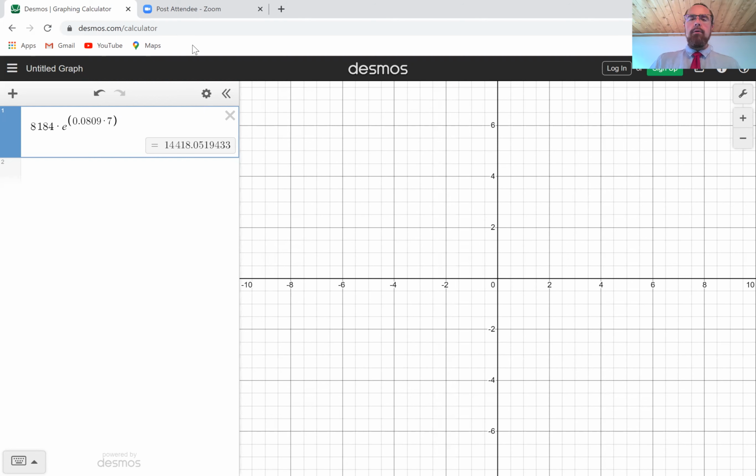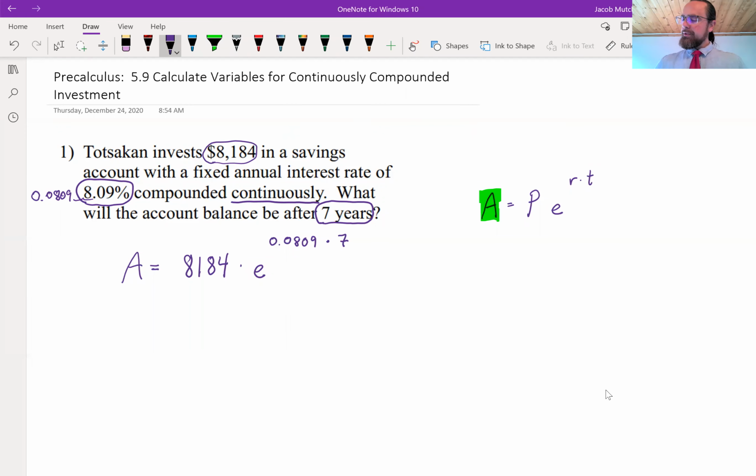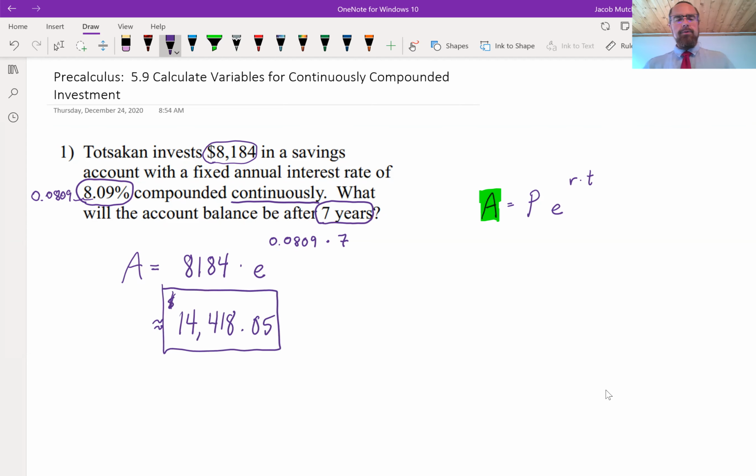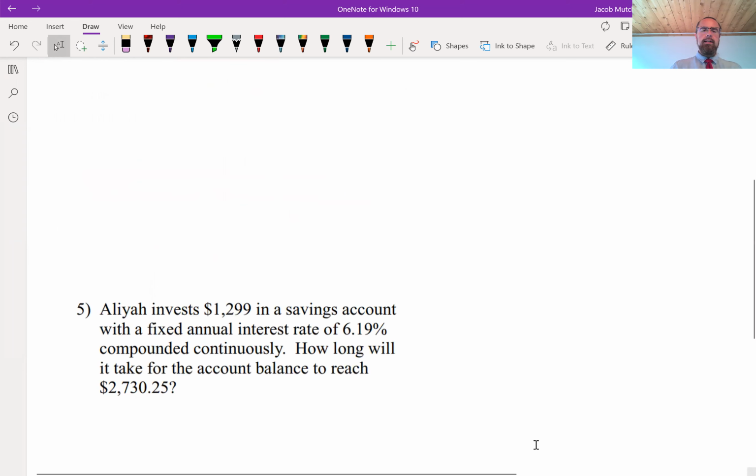And if we think why it grows so quickly compared to compounded interest, it's because we're compounding continuously. That gives us a better, higher growth than the other type of compound interest. So again, $14,418.05. So for this example, we were just plugging in values and evaluating the equation for the future amount A. We'll take a look at a second example.